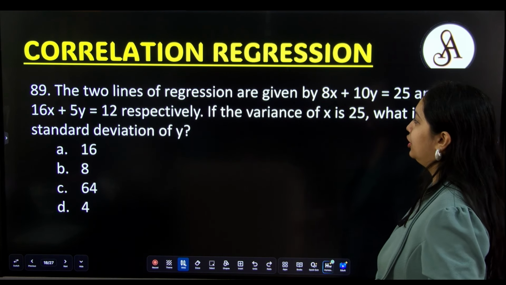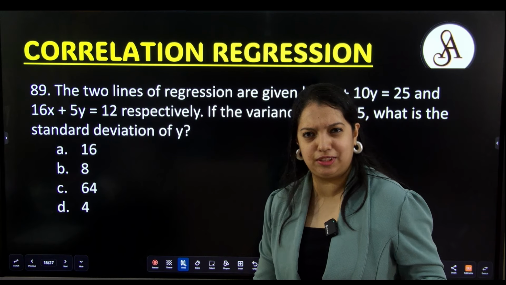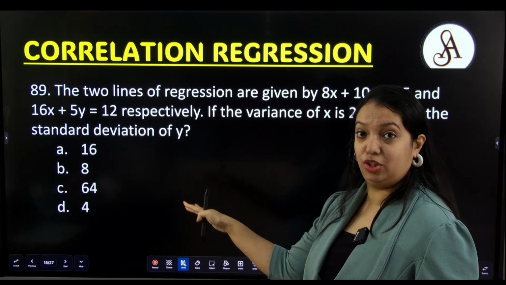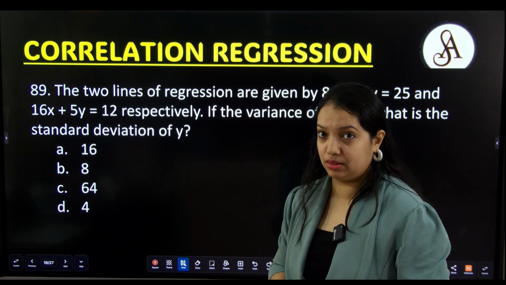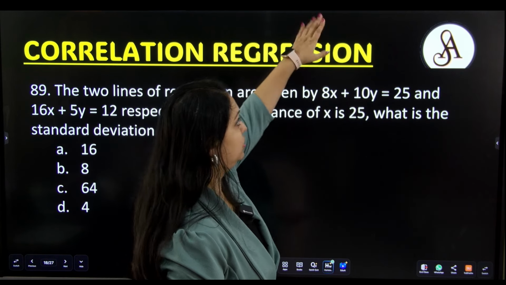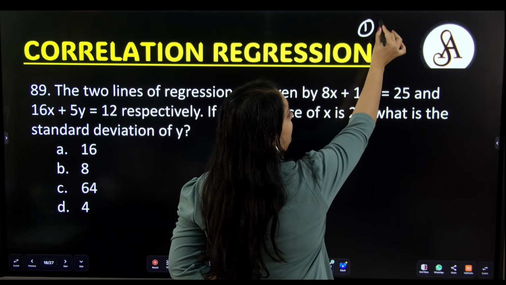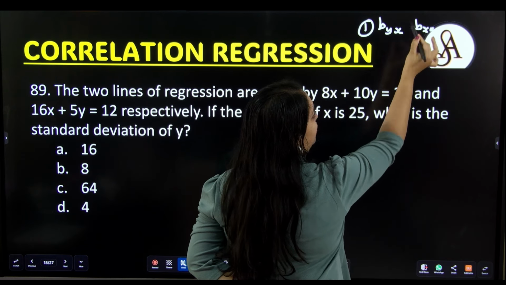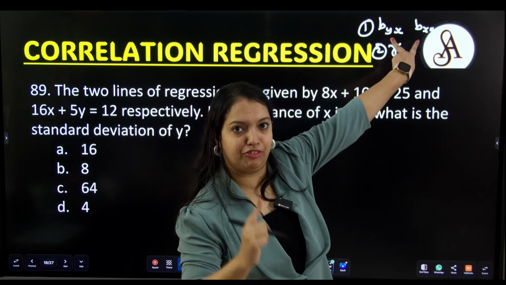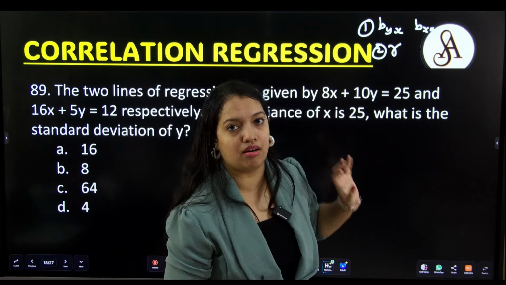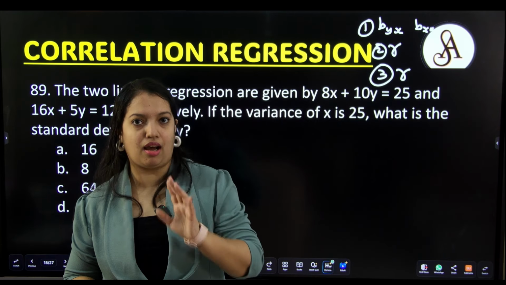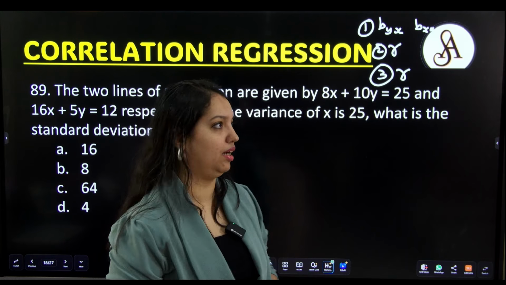Next. The two lines of regression are given by these. My favorite question, but the problem is this takes a lot of time to solve. Whenever you have a regression two lines question, usually there are 3 steps to answer. The variance of x is 25. What is the standard deviation of y? Let me list down the steps here. Step number 1, calculate byx and bxy, the regression coefficients. Step number 2, calculate the r value using these two: multiply them, take the square root, you get r, the correlation coefficient. Step number 3, using the same correlation coefficient r formula, you can find the standard deviation of y. Let's start.